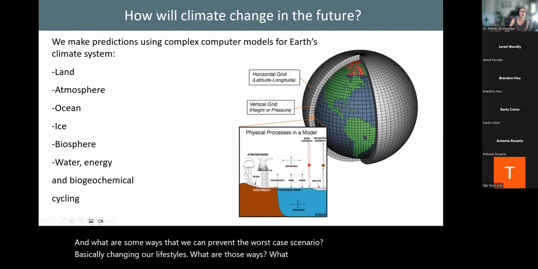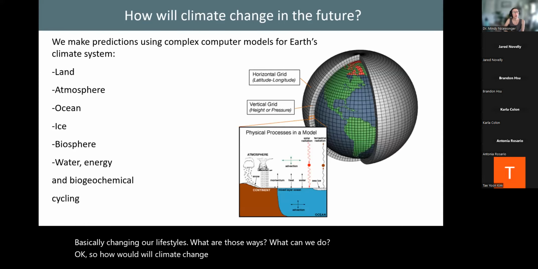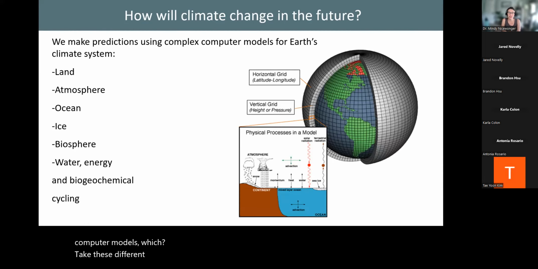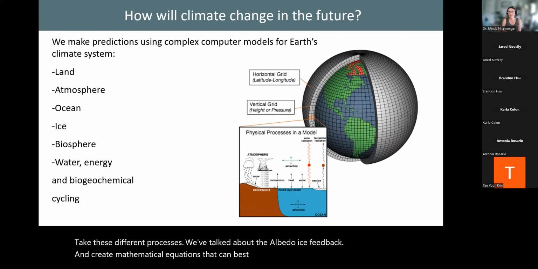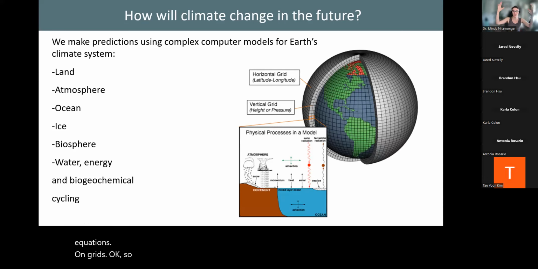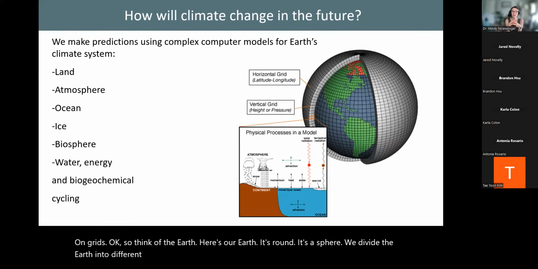What can we do? Okay, so how will climate change in the future? We have to use climate models, complex computer models, which take these different processes we've talked about, like the albedo ice feedback, and create mathematical equations that can best simulate that relationship. And we put those into these computer models, and these computer models are solving those mathematical equations on grids. Think of the Earth. Here's our Earth. It's round, it's a sphere. We divide the Earth into different horizontal grids, basically by latitude and longitude, so we get squares.